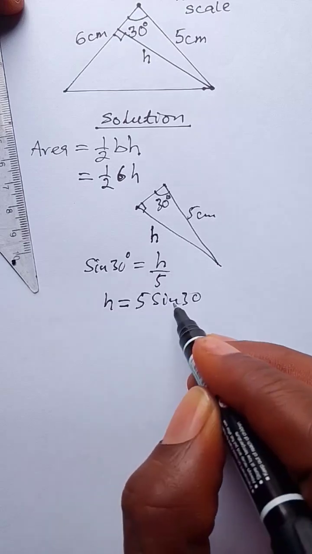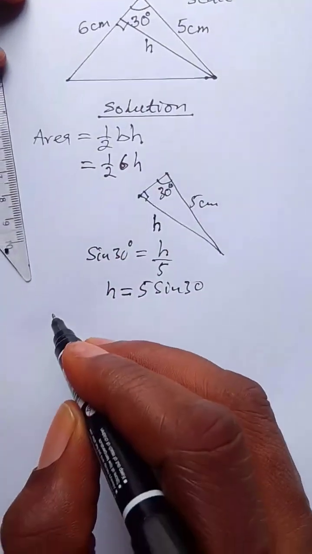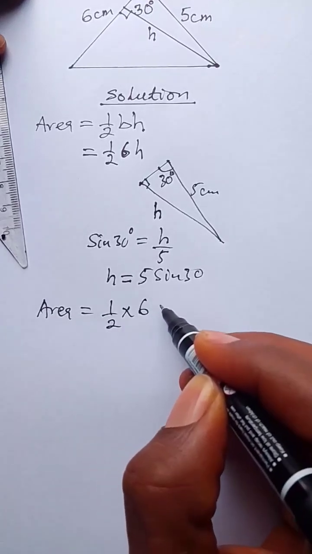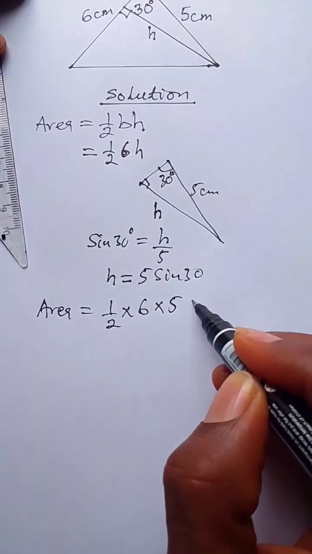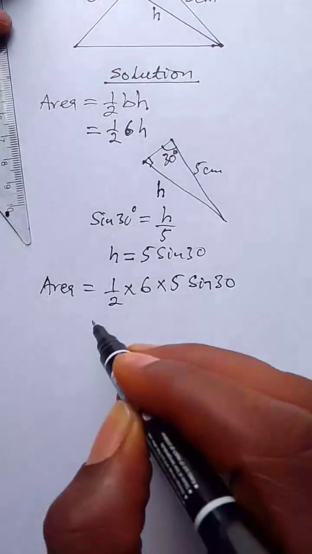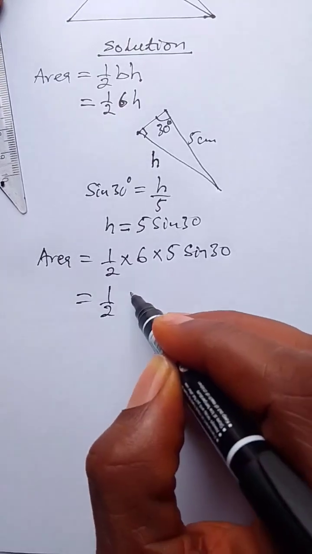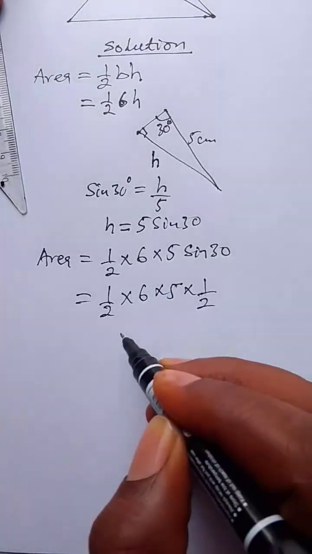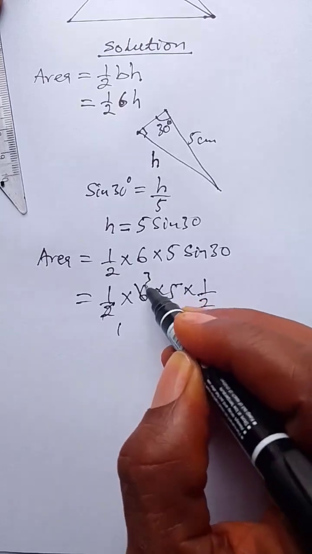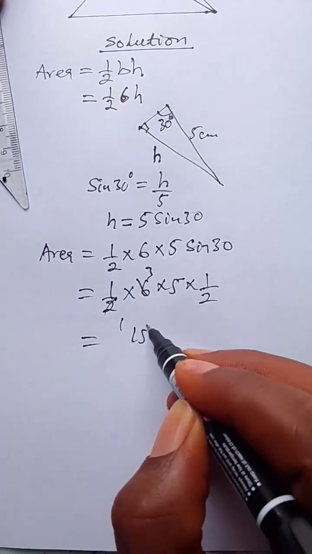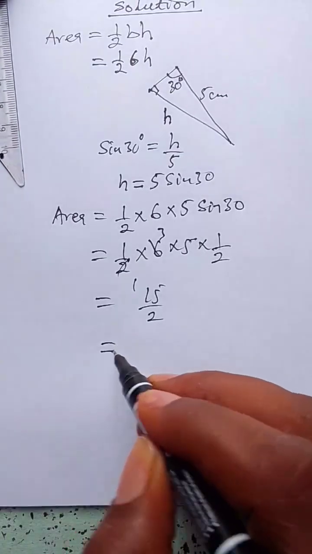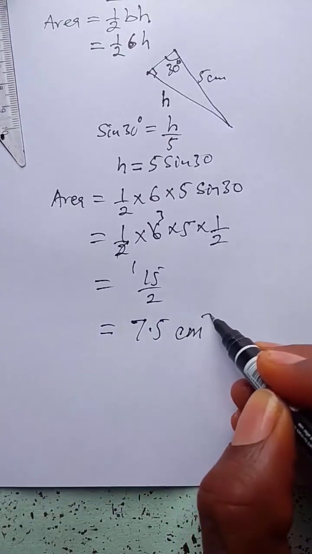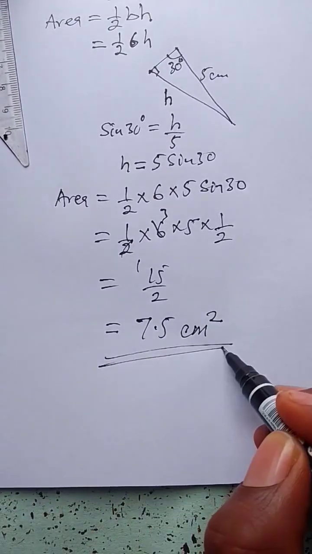So I will plug in the value of H into this formula of the area of a triangle. So the area of the triangle becomes 1 over 2 times 6 times my H, which is 5 sine 30. This gives me 1 over 2 times 6 times 5. Sine 30 is 1 over 2. So I'm going to have 2 here, 1. Into this I have 3. So the answer is going to be 15 over 2, which becomes, okay, I can express it as 7.5 squared centimeter as the final answer.